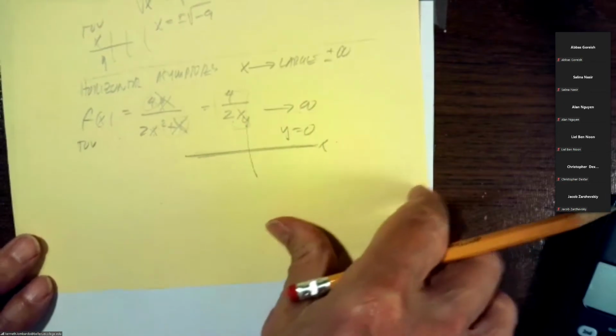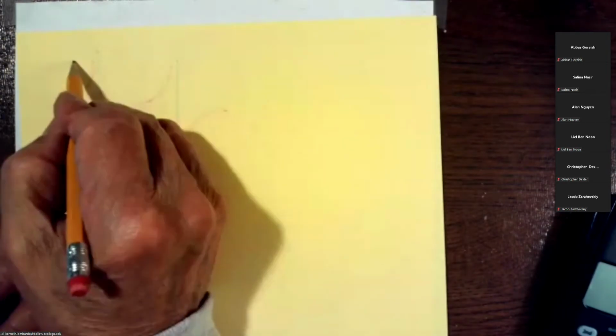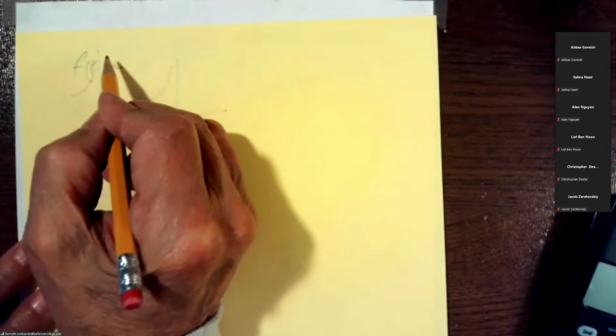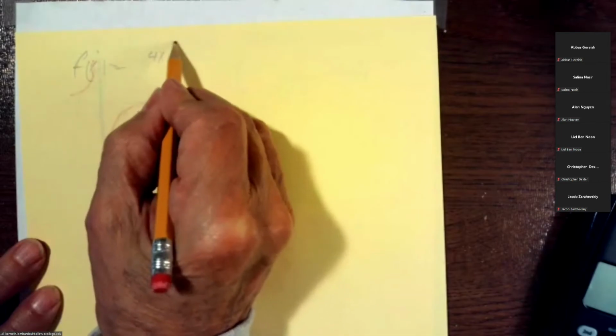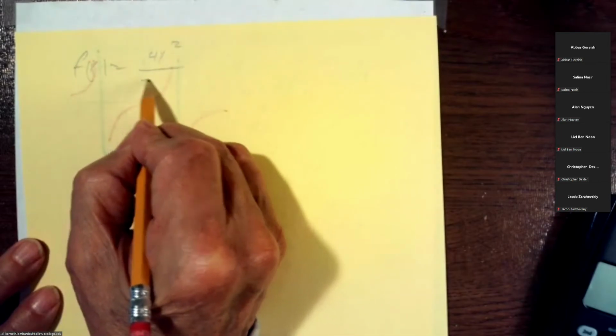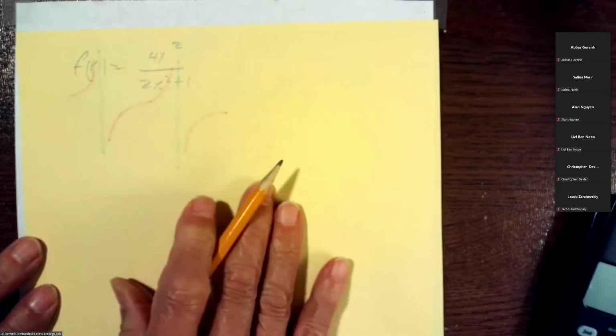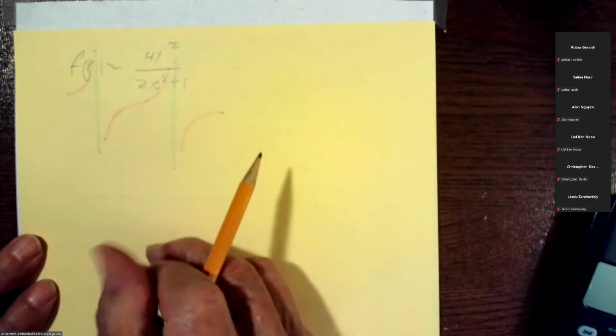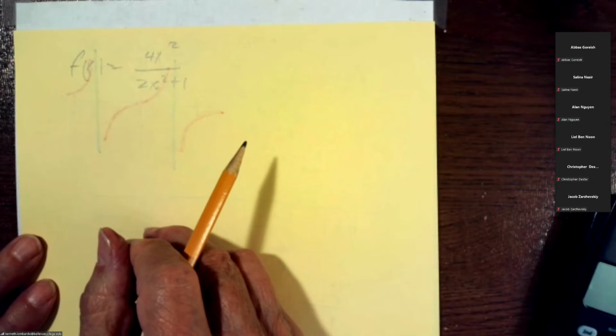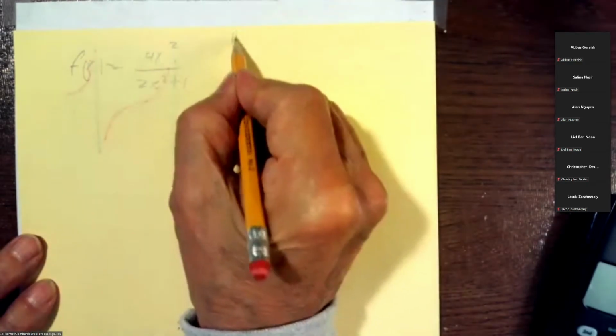Okay, now let's take a look at another situation. Let's say we have some value where we have 4x squared over, let's say, 2x squared plus 1. And we say, do we have a horizontal asymptote? If so, where is it?